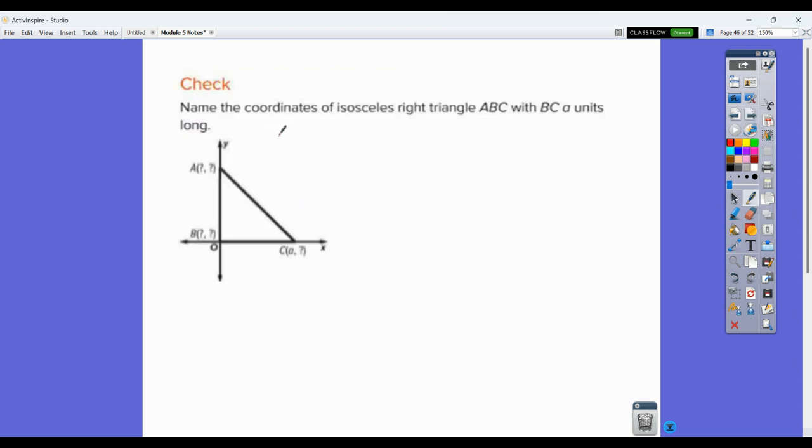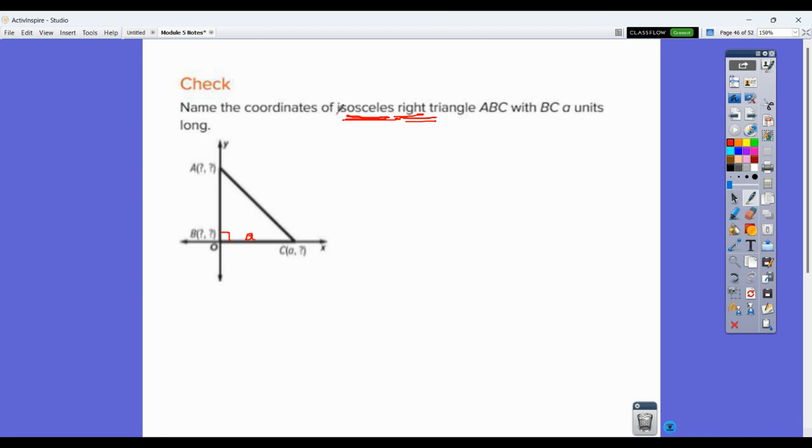Okay, so name the coordinates. Sometimes we position the figure, sometimes it's positioned for us, but you need to be able to tell me what the coordinates are. We are told this is an isosceles right triangle, and BC is a units long. So I know that BC is a units long. Now, here's the interesting part. It's an isosceles right triangle, so I know the right angle has to be here, based on how it's positioned in the figure.